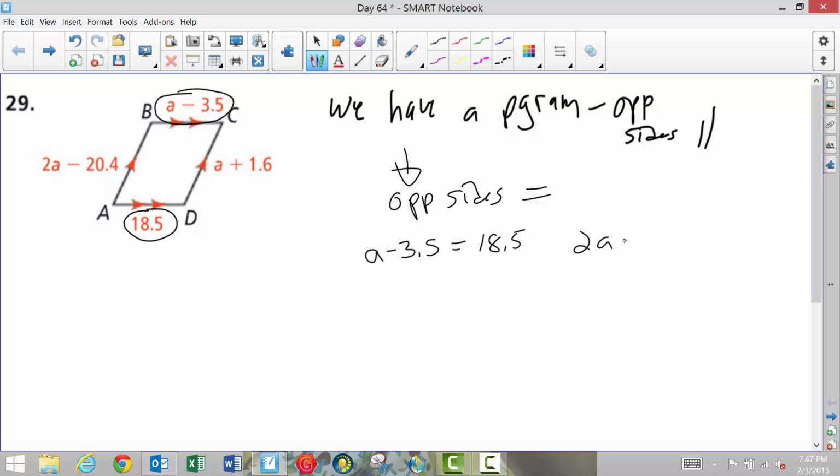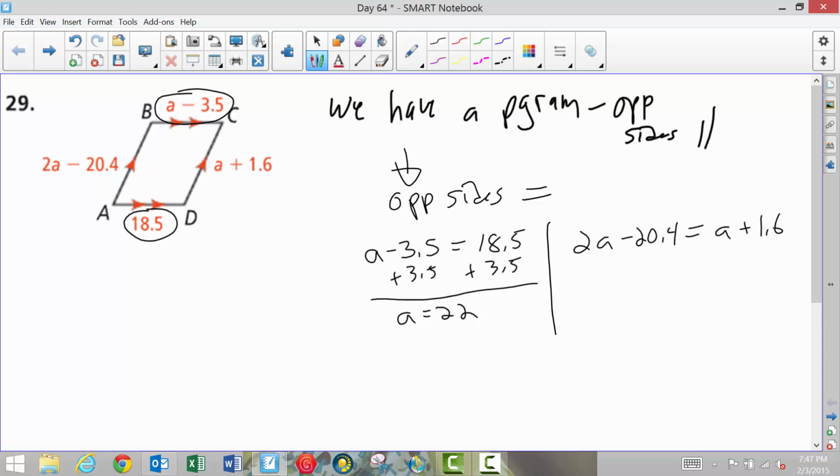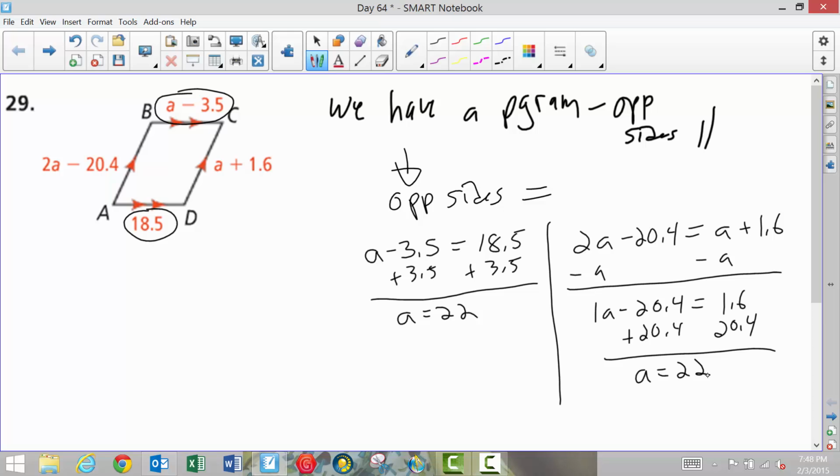And I know that 2a minus 20.4 equals a plus 1.6. So to solve for a, it's plus 3.5, plus 3.5. So a equals 22. Now, it doesn't matter what equation you solve because they're both going to be the same. So if I subtract a from both sides, I have 1a minus 20.4 equals 1.6. I add 20.4, 20.4, and I get a is equal to 22. So it's the same.